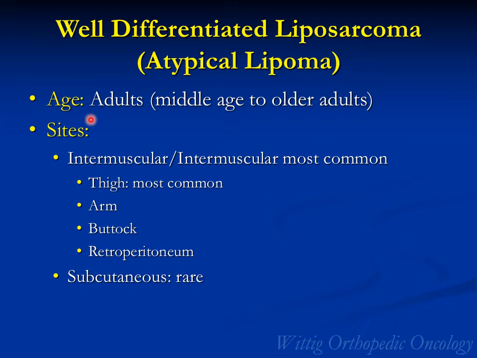Low-grade liposarcomas usually affect adults, middle-aged to older adults. They're usually intramuscular. The thigh, the arm, the buttock, and the retroperitoneum are common sites, and a subcutaneous location is extremely rare. A fatty tumor in a subcutaneous location is almost always a lipoma.